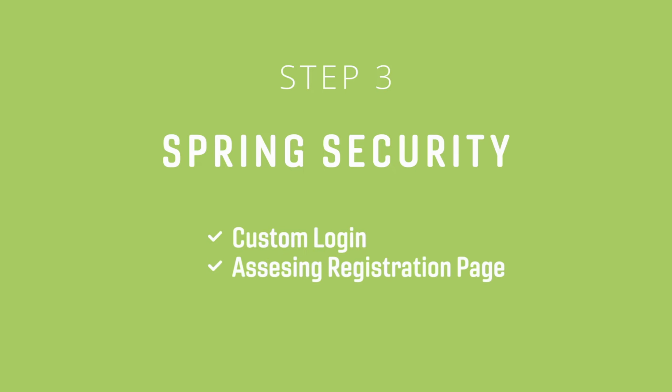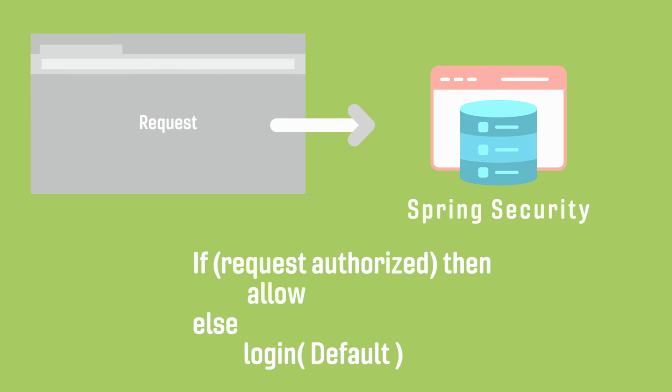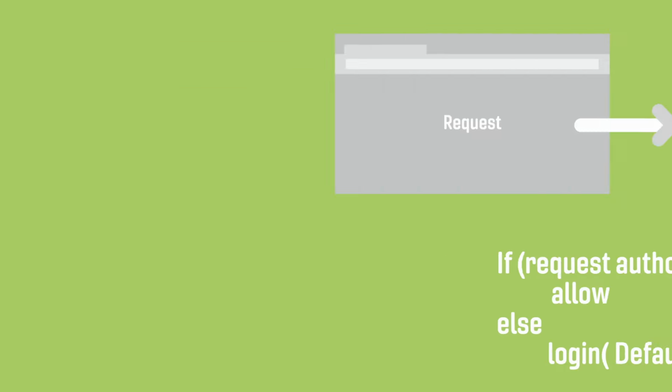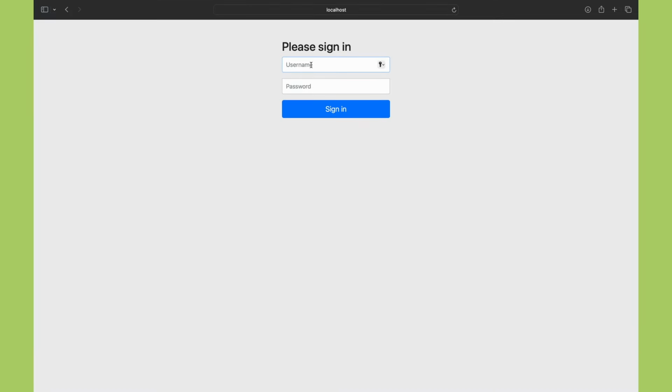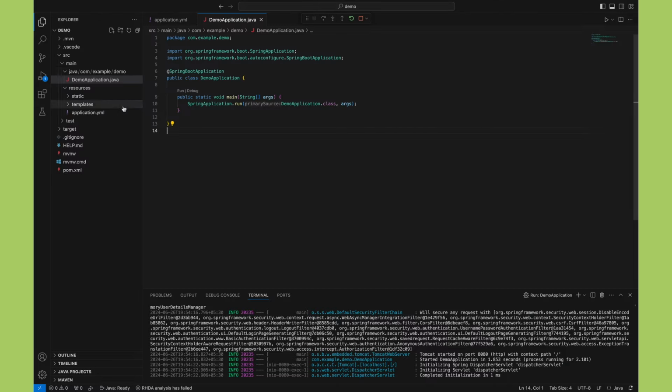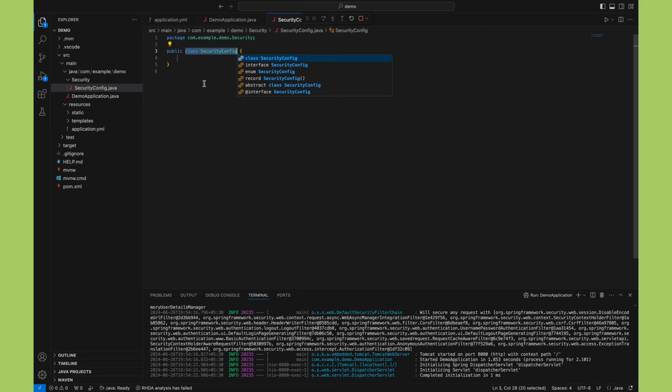We need to configure our Spring Security to use our custom login and access our registration page. Currently, Spring Security enforces authentication for all URLs. This means if the request is not authorized, the application will show the default login page provided by Spring Boot. We need to tell Spring Security to use our custom login page and allow access to the registration page without authorization. Let's jump back into the code.